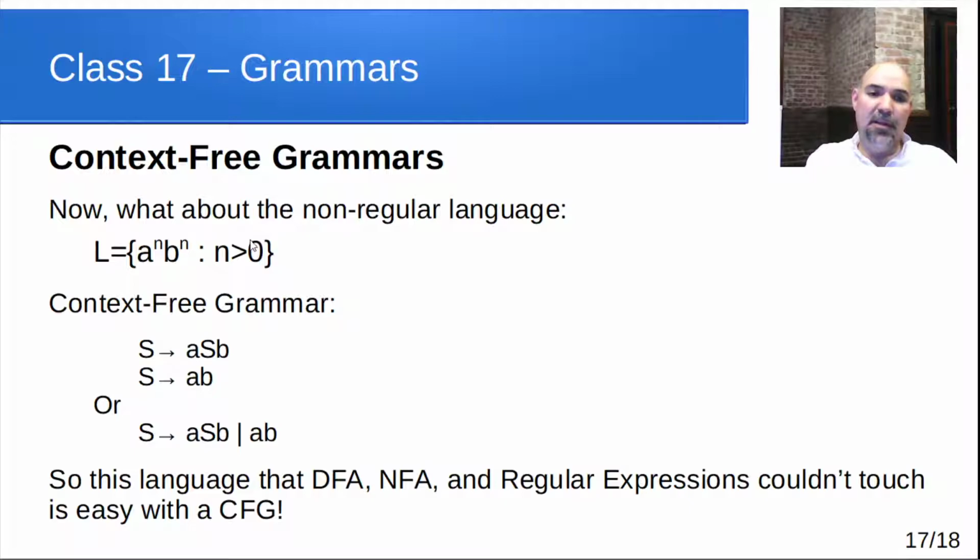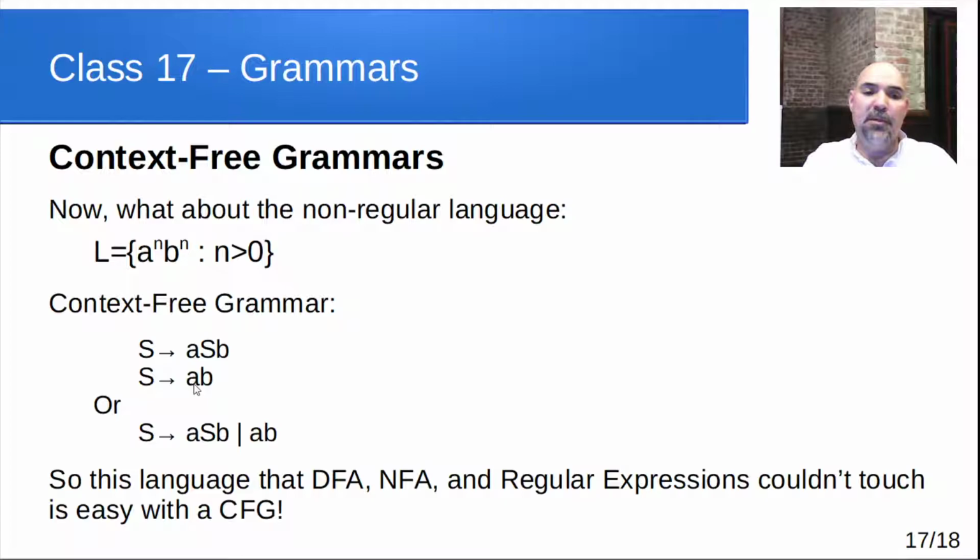S produces, and this is for n greater than 0, S produces aSb. So an a at the front, a b at the end, and it recurses and can make another a at the front, b at the end. In other words, every time I get an a at the front, I get a corresponding b at the end. That's going to make them have the same number of a's as b's, but eventually we have to stop.